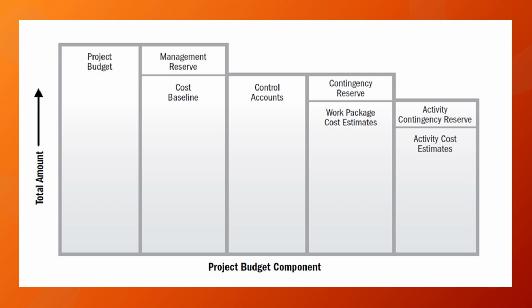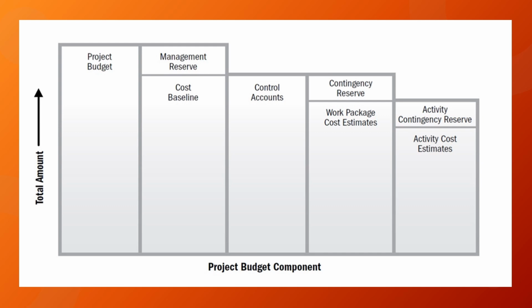Activity contingency reserves are funds set aside for individual project activities or tasks to address uncertainties that might impact their costs. Their purpose is to provide flexibility at the task level. These reserves are significant because they allow for the management of unexpected cost increases without affecting the broader project budget. They ensure that the financial impact of uncertainties at the activity level is managed effectively.